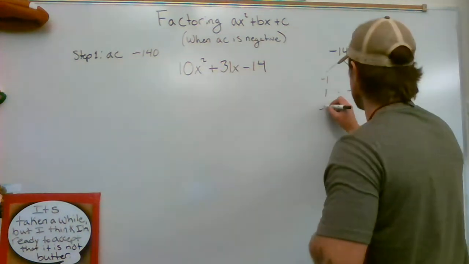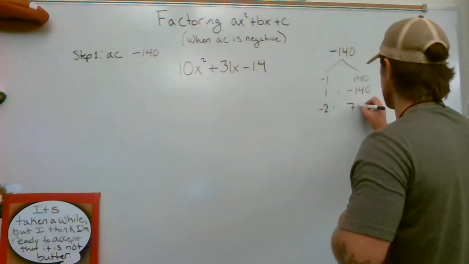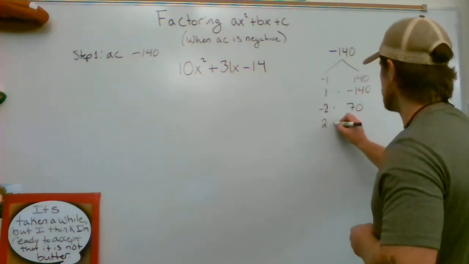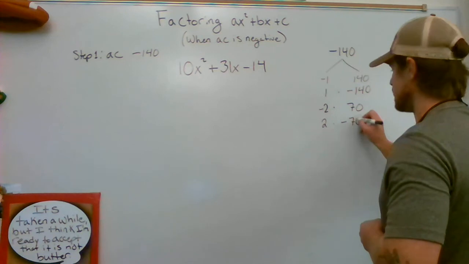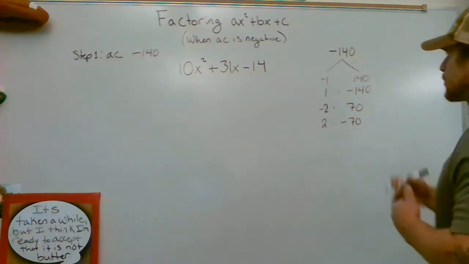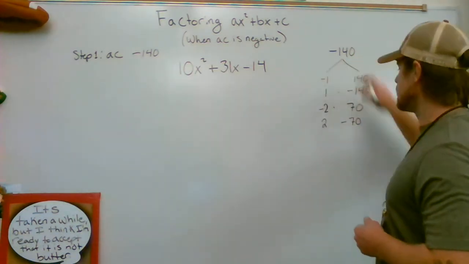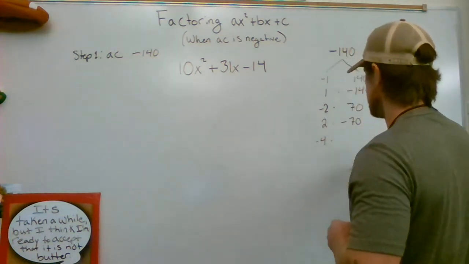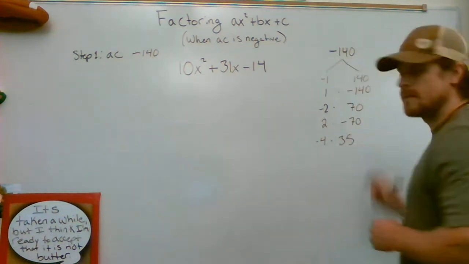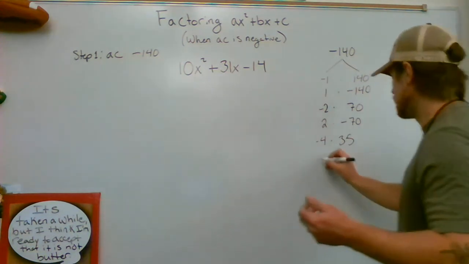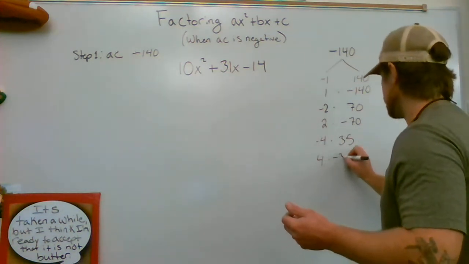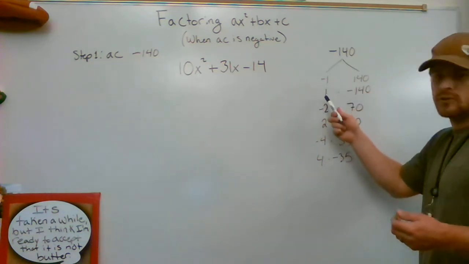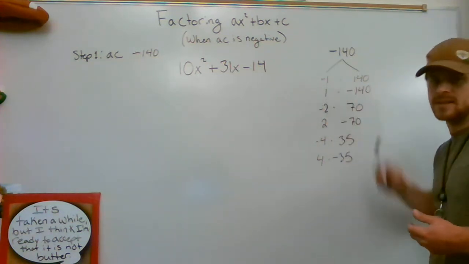Okay, we're going to have a negative 2 times a 70, which means I could have a positive 2 times a negative 70. All right, there's no 3 that's going to go into 140, but I could multiply 4. So let's do a negative 4 times 35, or positive 4 times negative 35. Notice the pattern that's happening here. Negative, positive, then do that same number as a positive and the other as a negative.